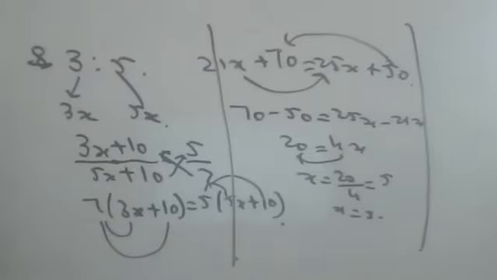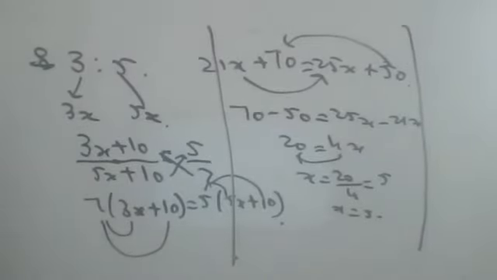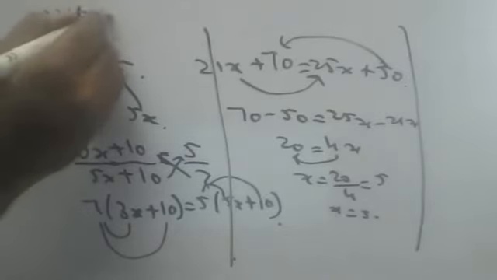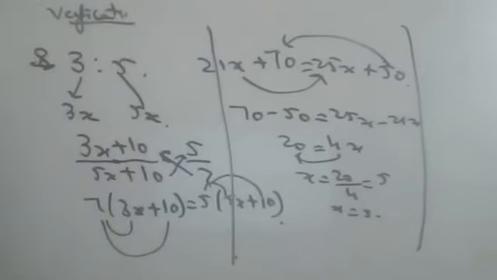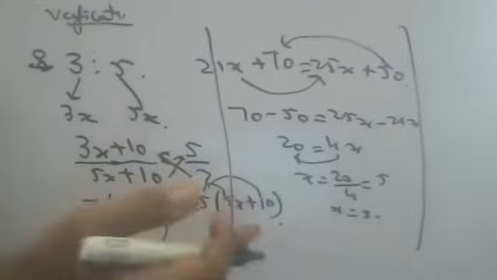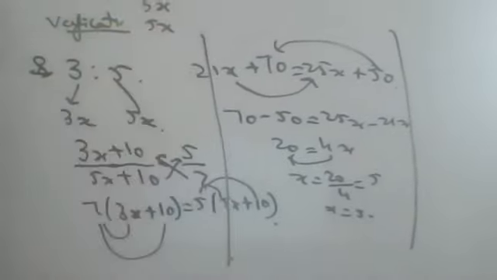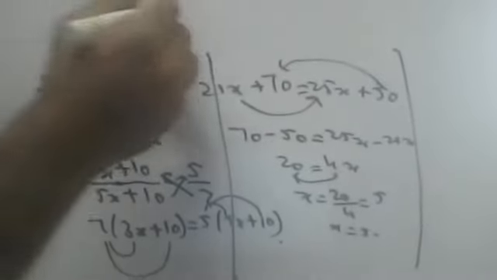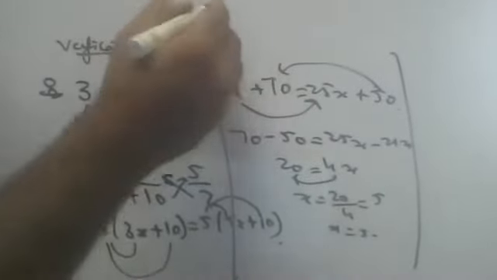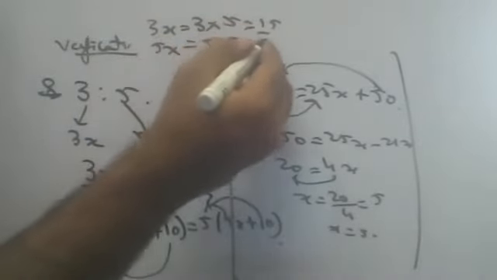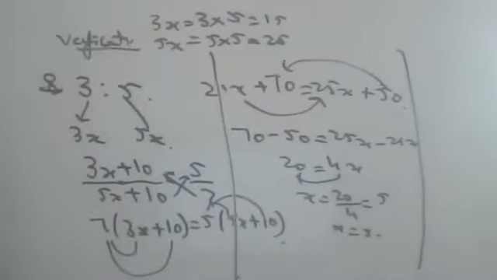Okay. Shall we do verification, children? What is the verification? The numbers are in the ratio of 3x and 5x, he said, no? So 3x and 5x are the two numbers. 3x means what? 3x means 3 into 5. 5x means 5 into 5. 15 and the other one is 25. These are the two numbers.